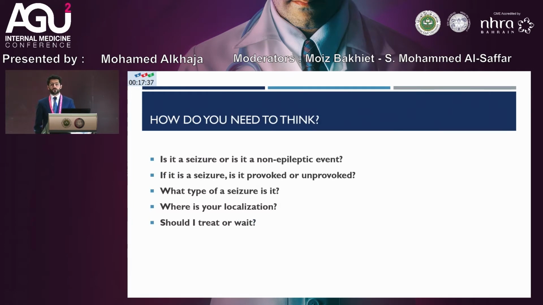So now when we approach a patient with seizures, how do we need to think? First, is it a seizure or is it a non-epileptic event? And then, if it is a seizure, is it provoked or is it not provoked? And what type of seizure is it? Generalized, focal, you've got to classify it. Where is your localization after that? And then should I treat or should I not treat?